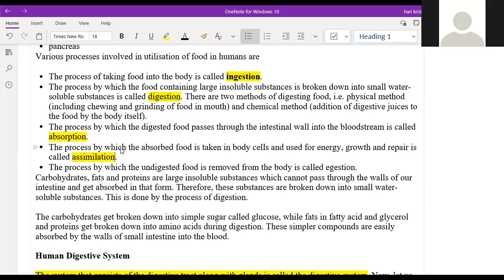So there are a total of 5 steps in the utilization of food in human beings in the digestive system. The first one is ingestion. Ingestion means the process of taking food into the body. The second one is digestion, the process of converting complex food into simpler soluble substances. Then absorption.